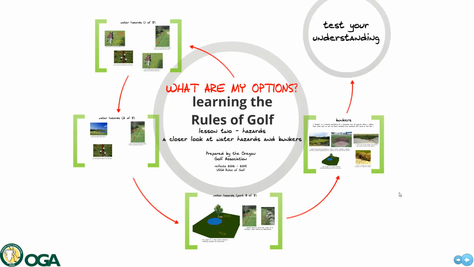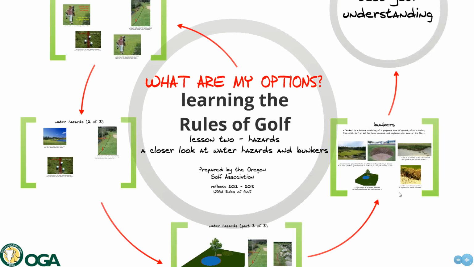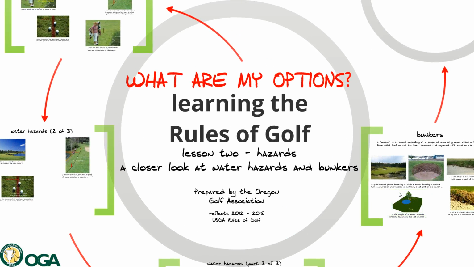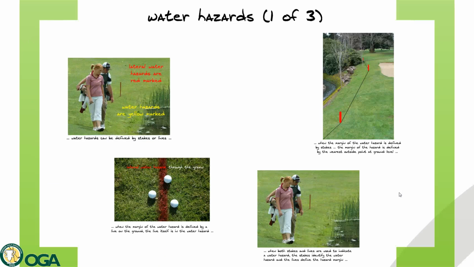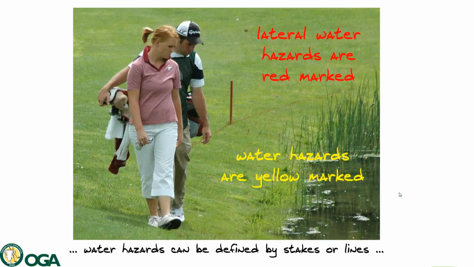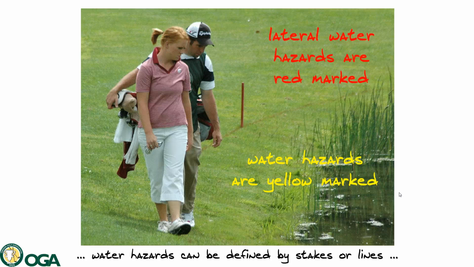What are my options? Learning the rules of golf. This is Lesson 2, Hazards. In this lesson, we'll take a closer look at both water hazards and bunkers. We'll start with water hazards in 3 parts. Water hazards can be defined by stakes or lines.